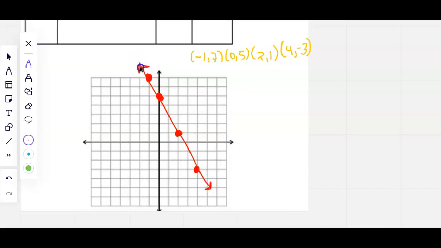There we go. Arrows on each end to show it's continuous. And there we're good.